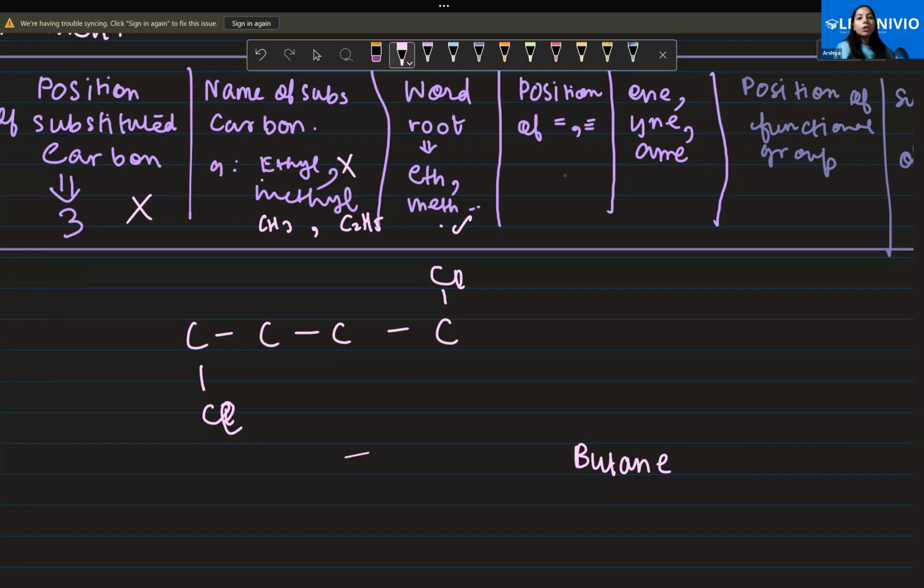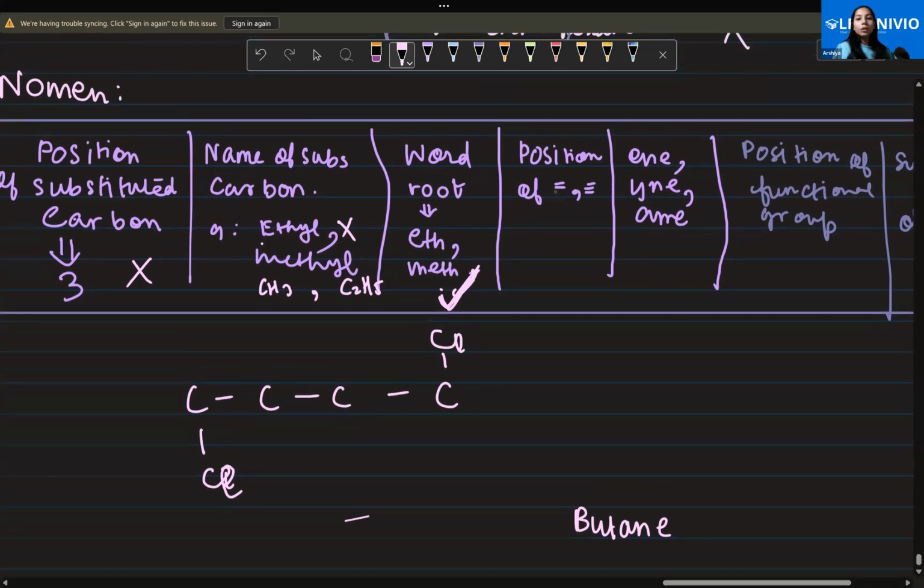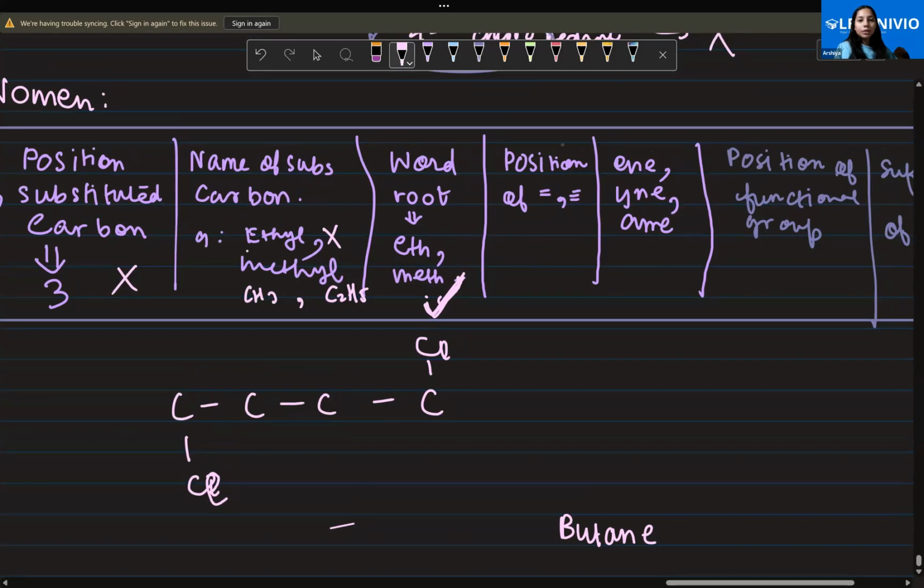Now position of double or single bond. So only this part of the table we are able to use till now. Do we have a double or triple bond? No, ma'am. Only single bond. So I'll remove this also, and because I don't have anything from here, I'm using ane. So I already wrote butane. The word root was but, and from this I wrote ane.